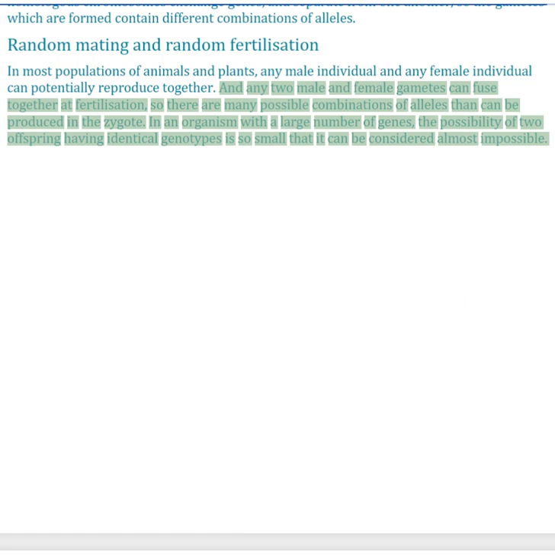In an organism with a large number of genes, the possibility of 2 offspring having identical genotypes is so small that it can be considered almost impossible.